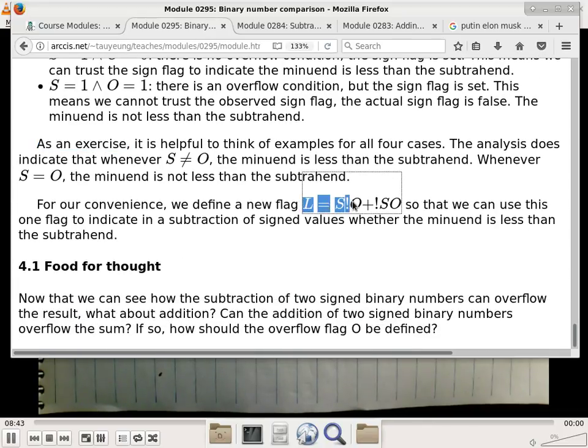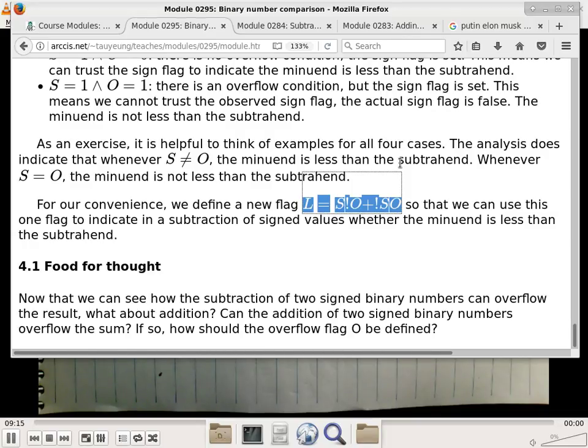So for convenience, I'm going to define a new flag, which is L, which stands for less than, and it is the exclusive OR between the sign flag and the overflow flag. The way I do it here is not using exclusive OR as a gate, and instead using just conjunction, negation, and disjunction. It's the same thing that we did with R, the result after subtraction or the result after addition. It's just that whenever the sign flag is different from the overflow flag, L is going to be 1.